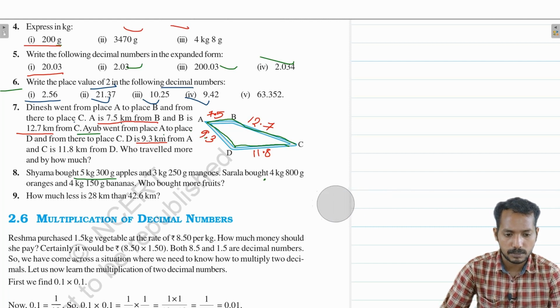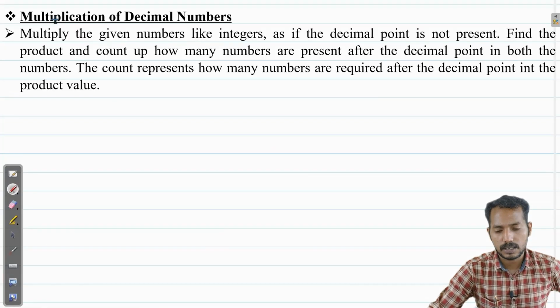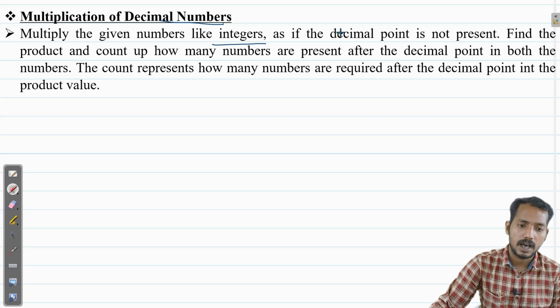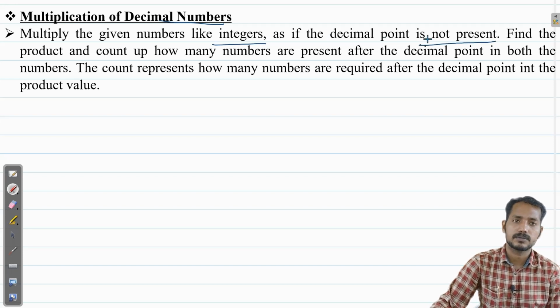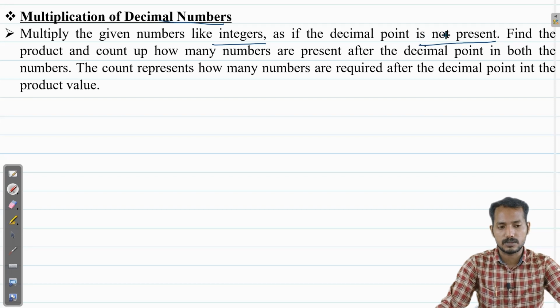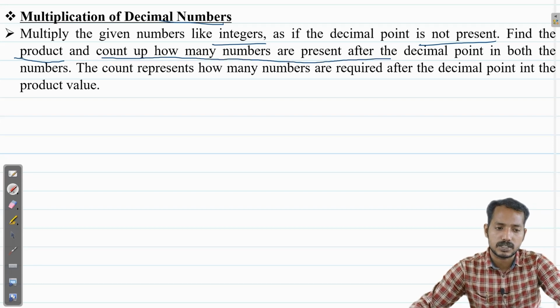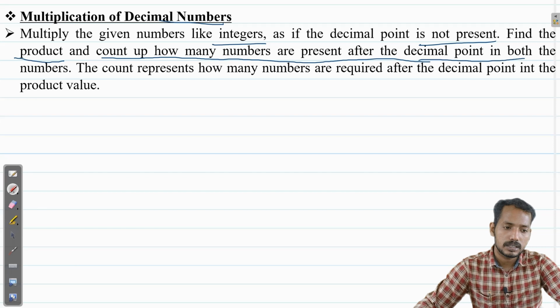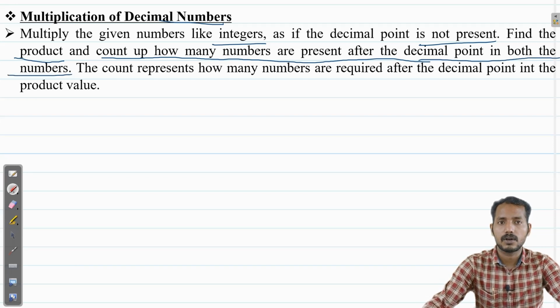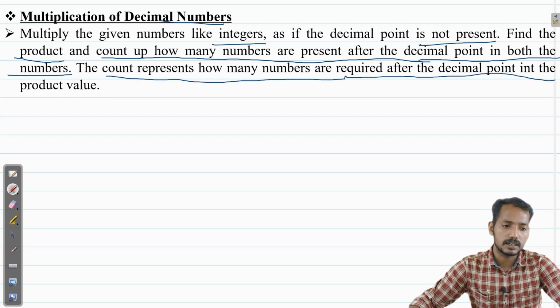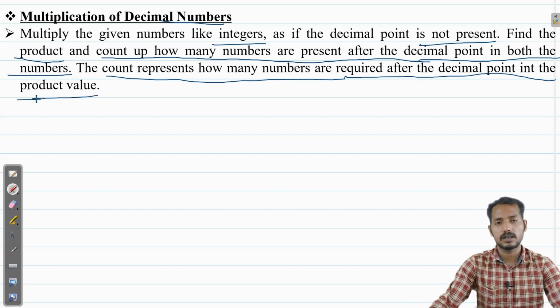Now we are moving to the multiplication of decimals. Multiplication of decimal numbers: multiply the given numbers like integers as if the decimal point is not present. Just ignore the decimal point and find the product. After finding the product, count how many numbers are present after the decimal point in both the numbers. First counting. And the count represents how many digits are required after the decimal point in the product value. Very simple.